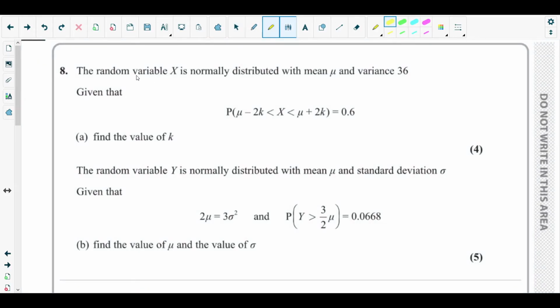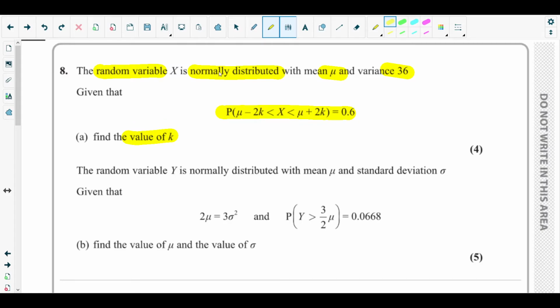The random variable X is normally distributed with mean mu and variance 36. Given that the probability of mu minus 2k less than X less than mu plus 2k equals 0.6. This is given. Part A asks to find the value of k. We need to find the value of k.